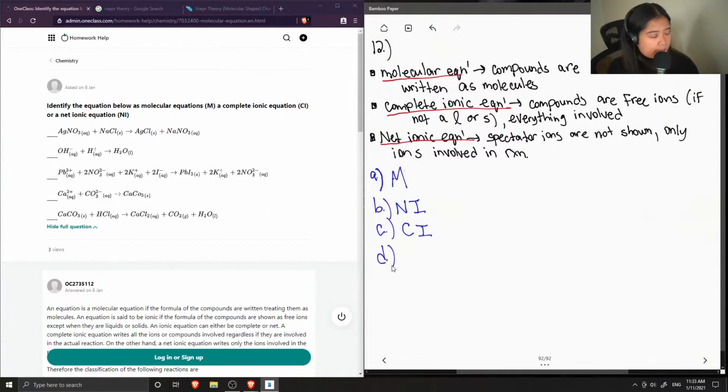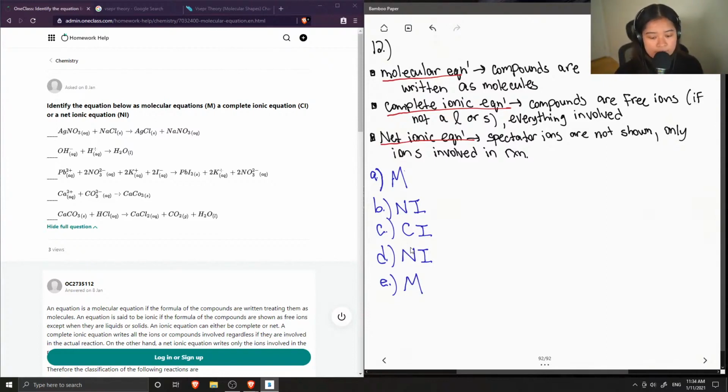So for D, we have the 2 ions coming together to form calcium carbonate. So this is an example of a net ionic equation. Again, since the spectator ions were cancelled out, and we only see the ions involved in the reaction. And then lastly, we have calcium carbonate plus hydrochloric acid makes calcium chloride plus carbon dioxide plus water. So we still have our compounds written as molecules. So this is an example of a molecular equation.